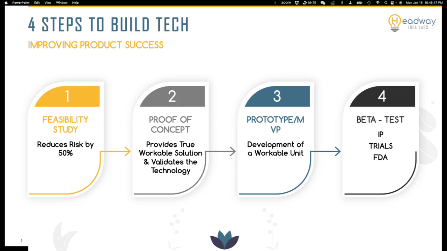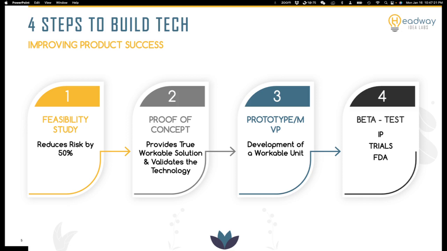So the proof of concept is the second stage, where you prove the concept as inexpensively as possible. In other words, keep your budget very tight, buy whatever you can buy to prove that it will potentially work. And then towards the end of the proof of concept, you design and plan what the MVP prototype will be. So this is development of a workable unit that potentially you'll want to show to your customers.